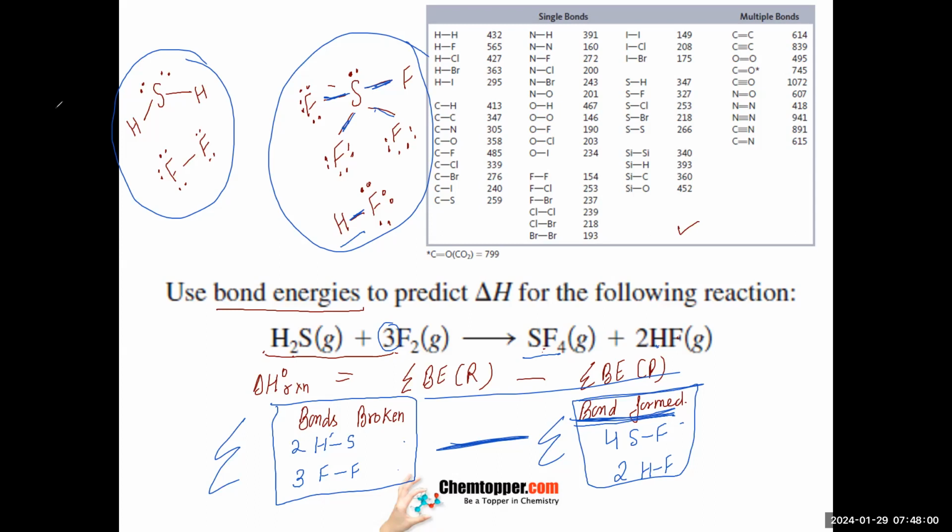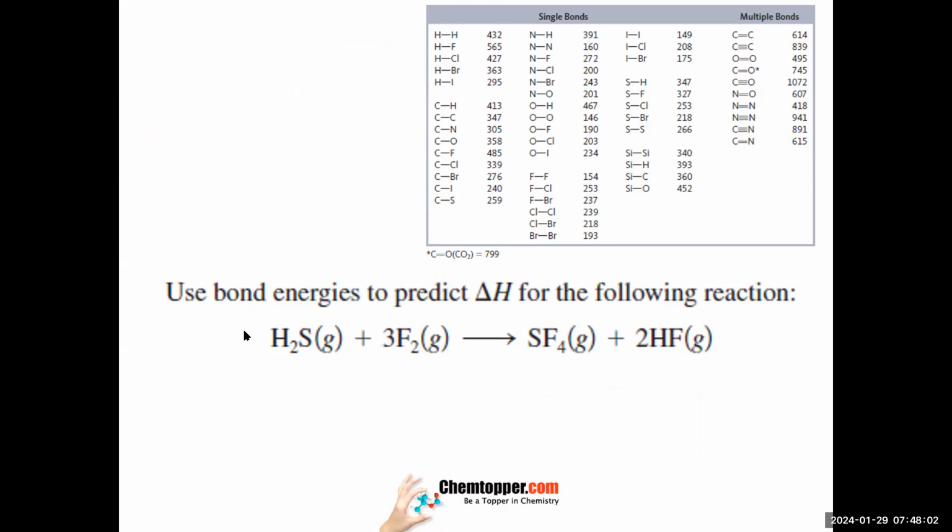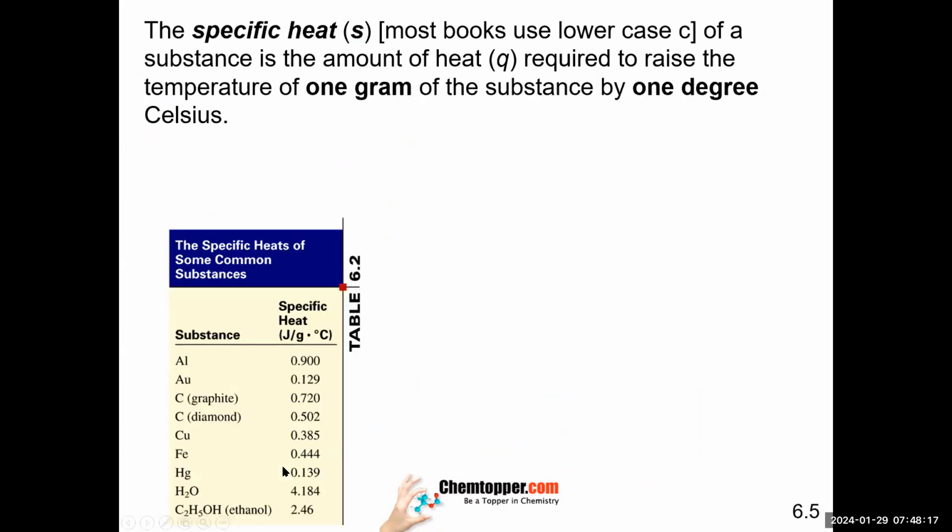Moving on, children. There's a quiz on bond enthalpies on my website. And if you are trying that quiz, I advise you to have a review of how to draw Lewis dot structures from Unit 2, right? Ready for the next topic, children?